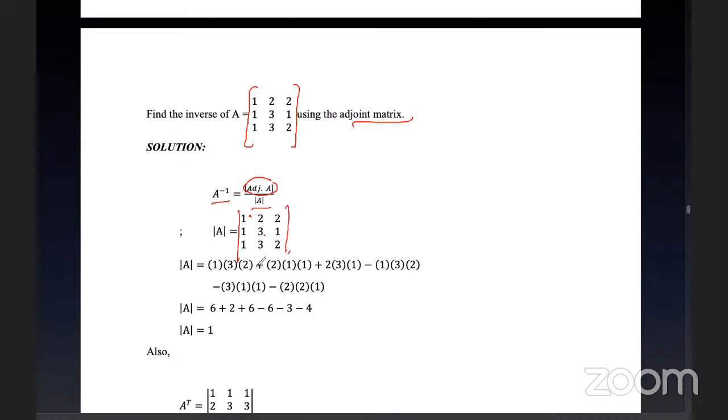1 times 3 times 2, ito yung first term, plus 2 times 1 times 1, ito yun. 2 times 1 times 3, ito yun. Minus 1 times 3 times 2, minus 3 times 1 times 1, ito yun. Minus 2 times 2 times 1. Okay, so we have the value determinant 1 dahil hindi siya 0, meron inverse yung ating given na matrix. Okay, let's proceed.